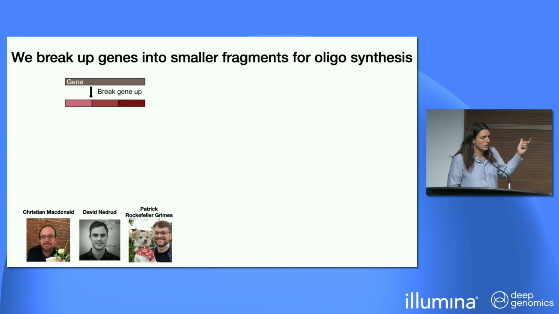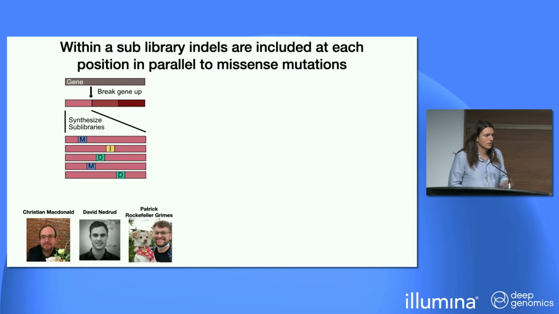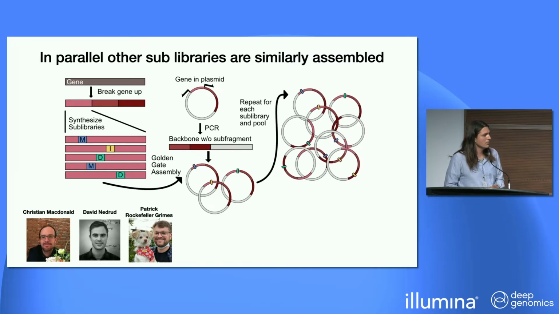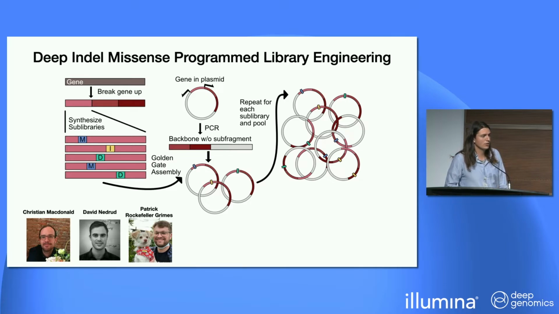And so what we do is we take a gene, we break it up into multiple different parts, and then we take that subpart. This is just sub-library assembly where we make every single missense mutation or insertion or deletion that we program on, and then we use Golden Gate to stick that in there. And we have a pipeline that has a GUI. It generates the primers, it generates all the oligos and all of that. So you just put in your gene, and that's it. And then we pool these all together. And because these make us happy, we call it Deep Indel Missense Programmable Library Engineering, or DIMPLE. And I made that cute little cartoon.